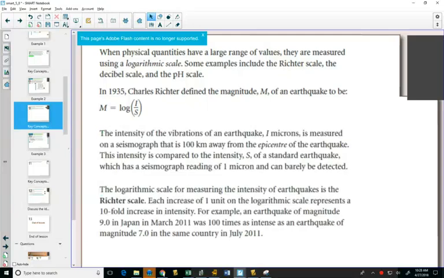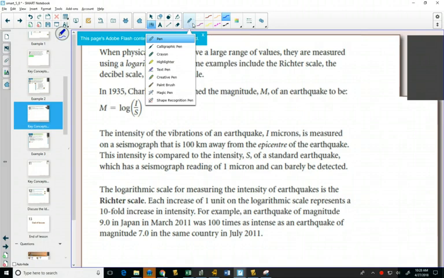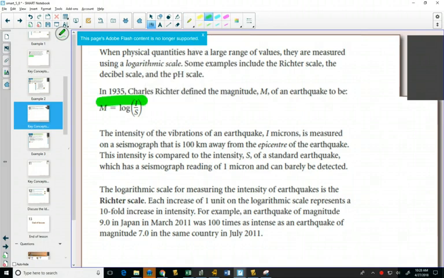So our last example is looking at another formula. It is the magnitude of an earthquake. Now, earthquakes follow a logarithmic scale. And what that means is that every time you go up by 1, you're going up by 10.